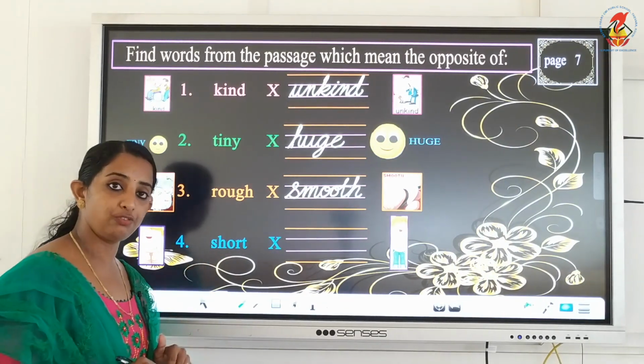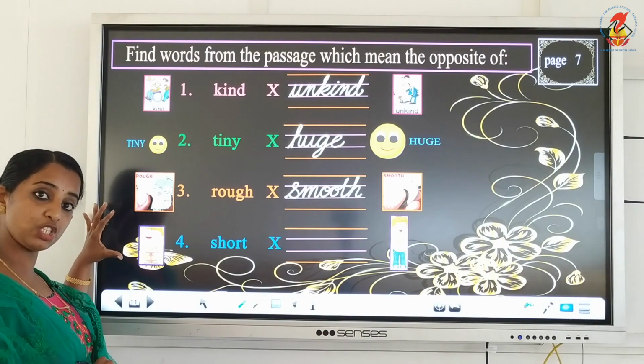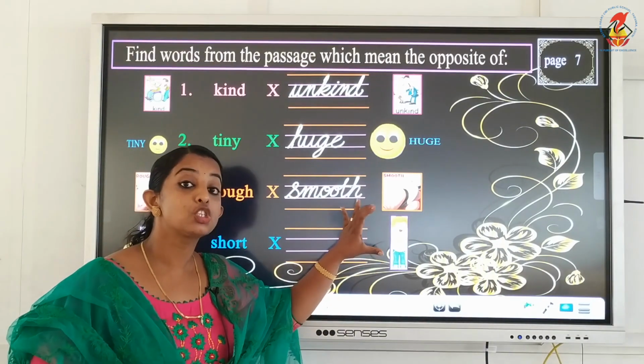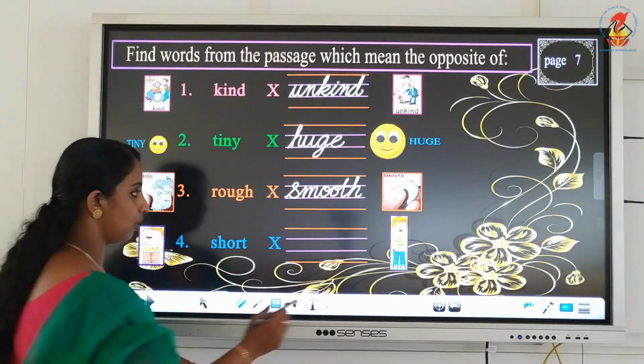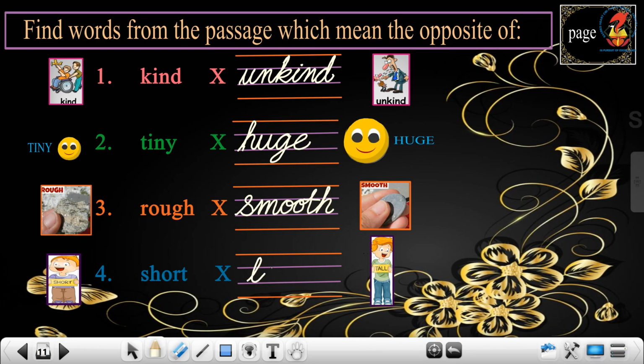Now moving on to the fourth question, short. A short person. What is the opposite of a short person? Tall. Now right here, see the spelling is also given here. T-A-L-L, tall. So short opposite tall.